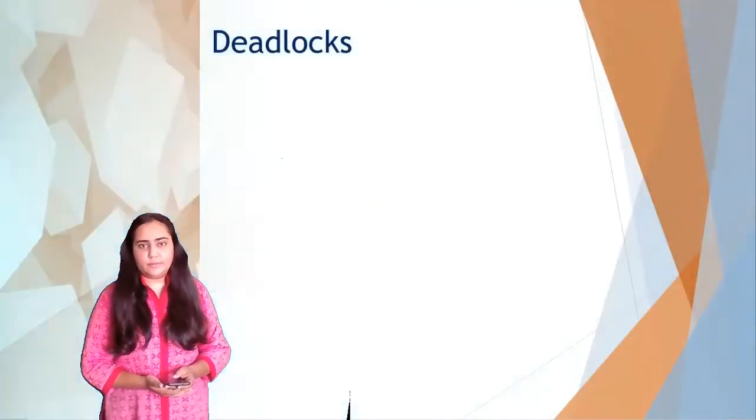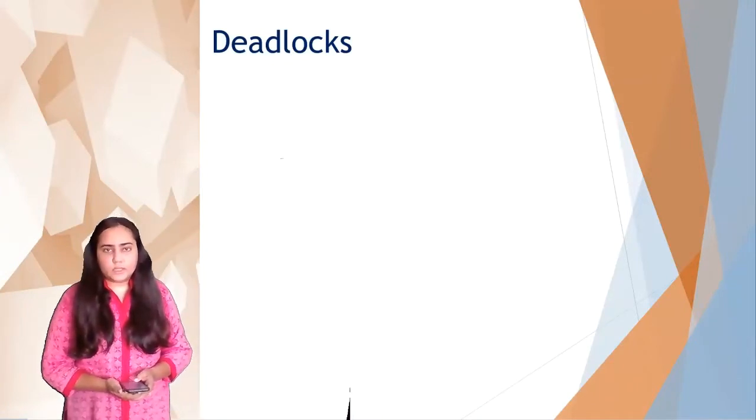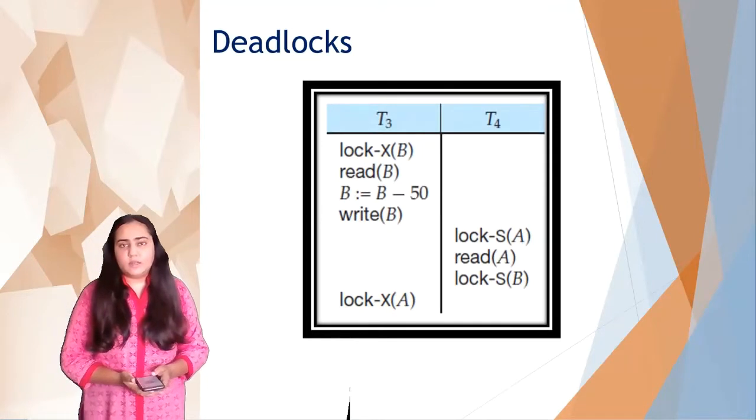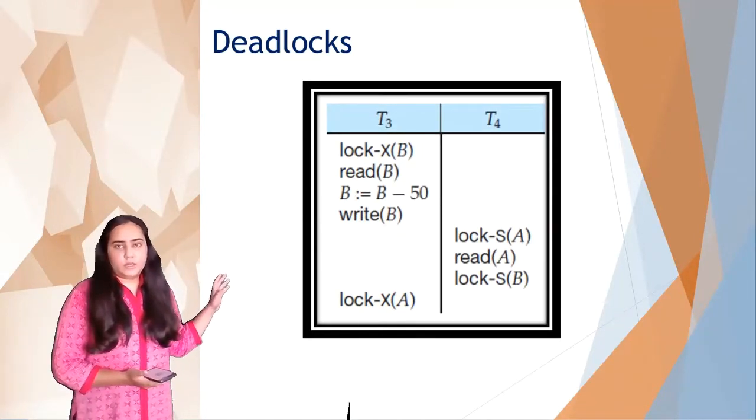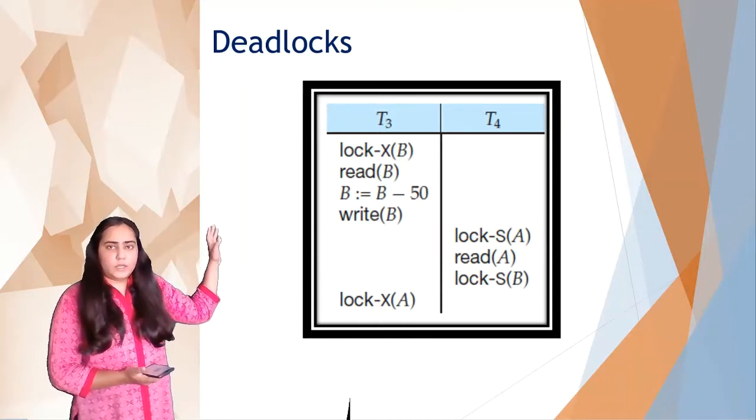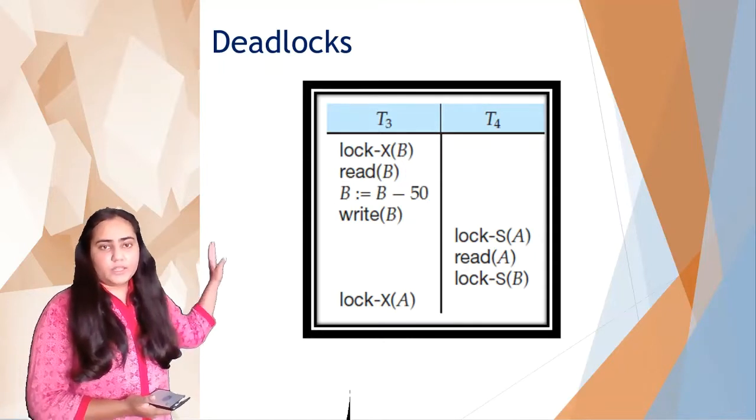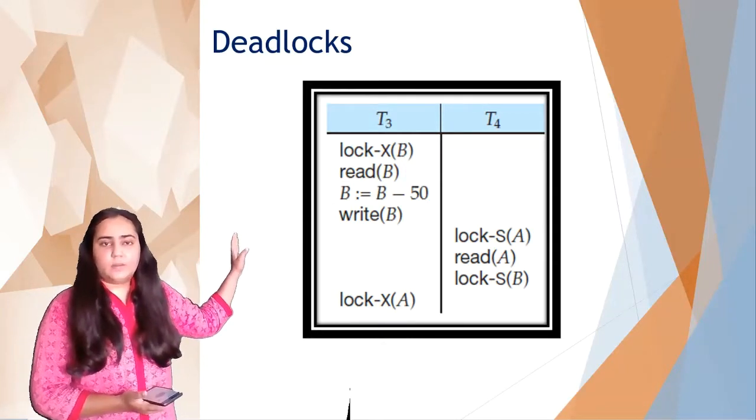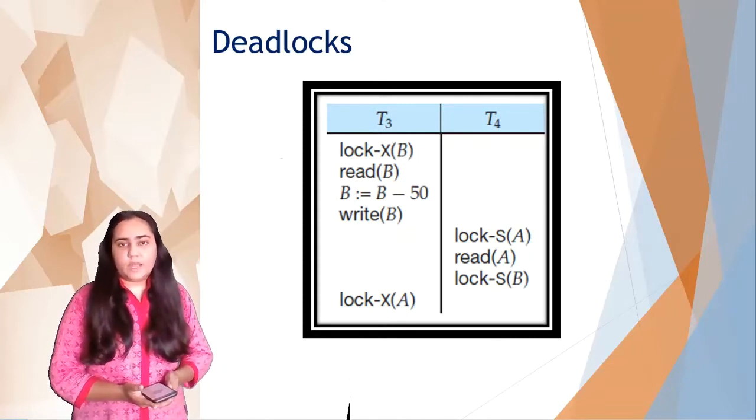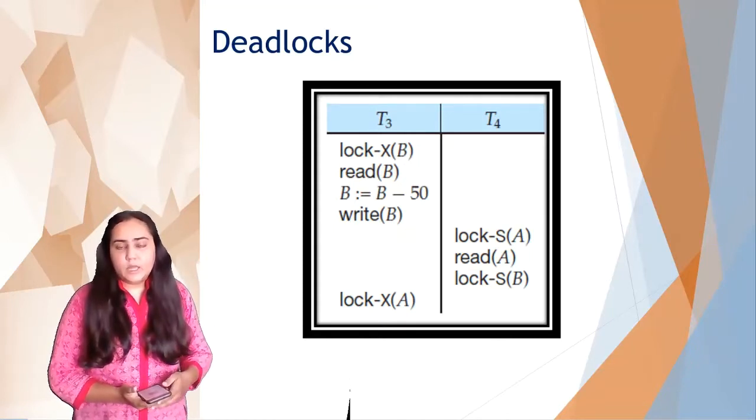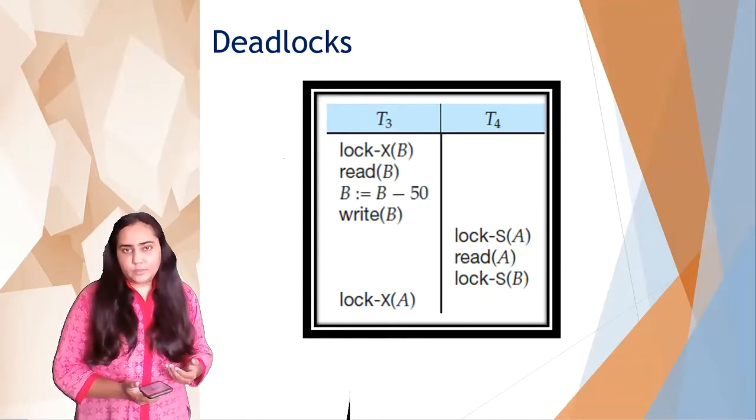So let's begin. First, we are going to see when a deadlock is created. You can see this example on your screen. In this example, there are two transactions, T3 and T4. In T3, an exclusive lock is taken on B, and then T3 reads B, subtracts 50 from B, and after that writes B.